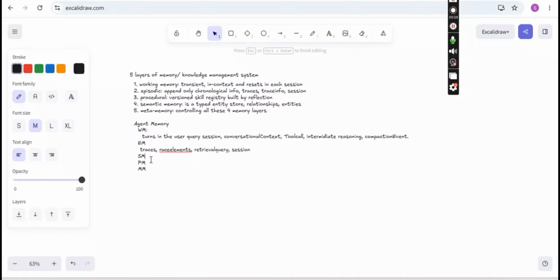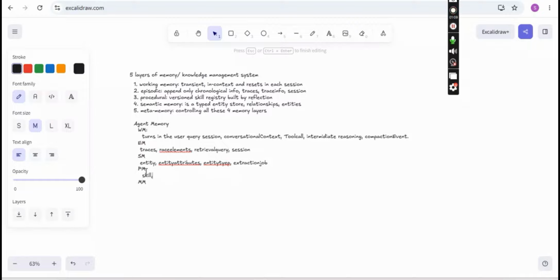And then the next one is semantic. Here it will be entity and entity attributes. Entity means different classes, different data attributes, something related to that. And then entity type, then extraction job, something like a job. And then procedural memory. So what comes under procedural memory? It is skill version.